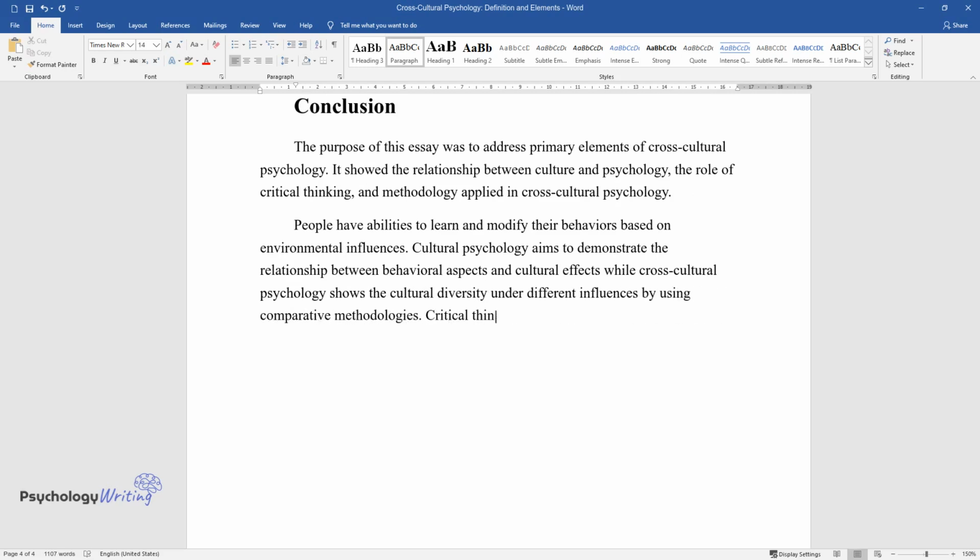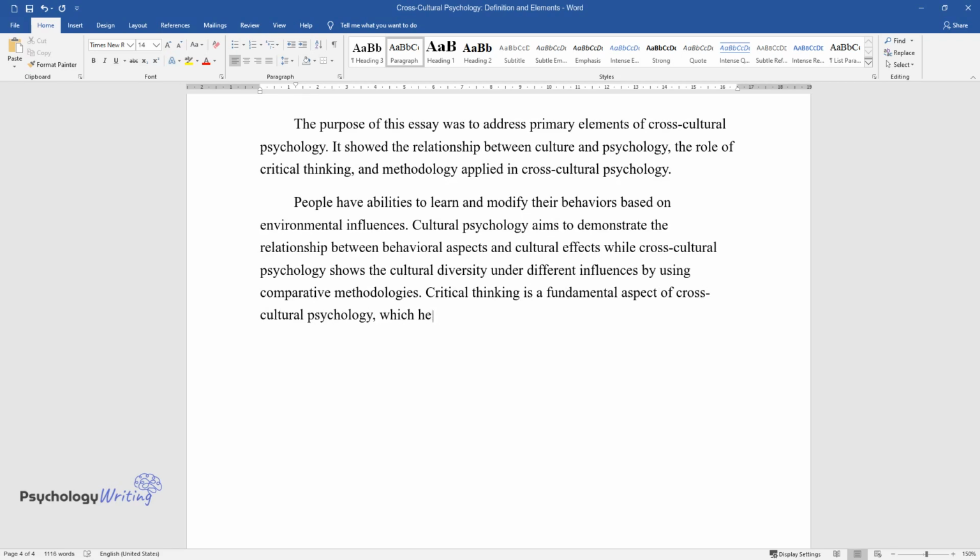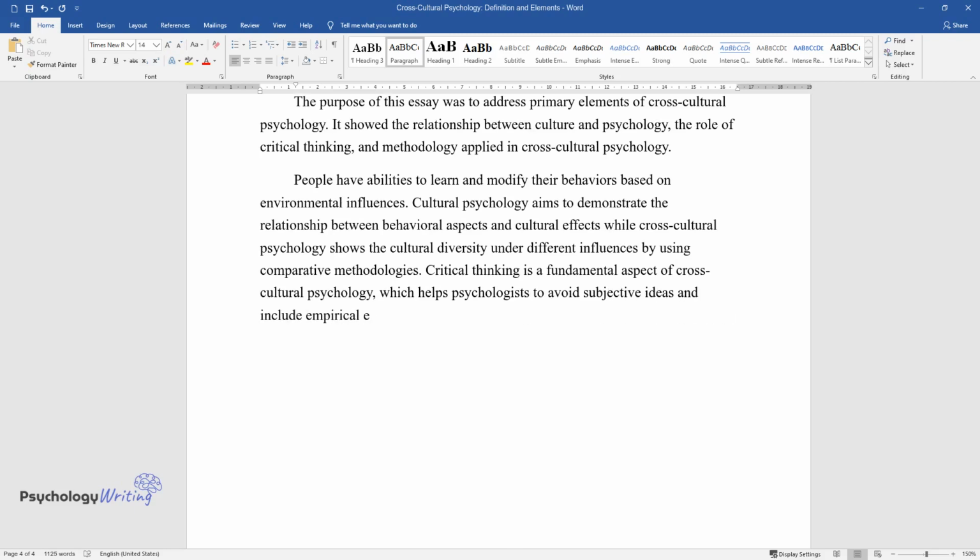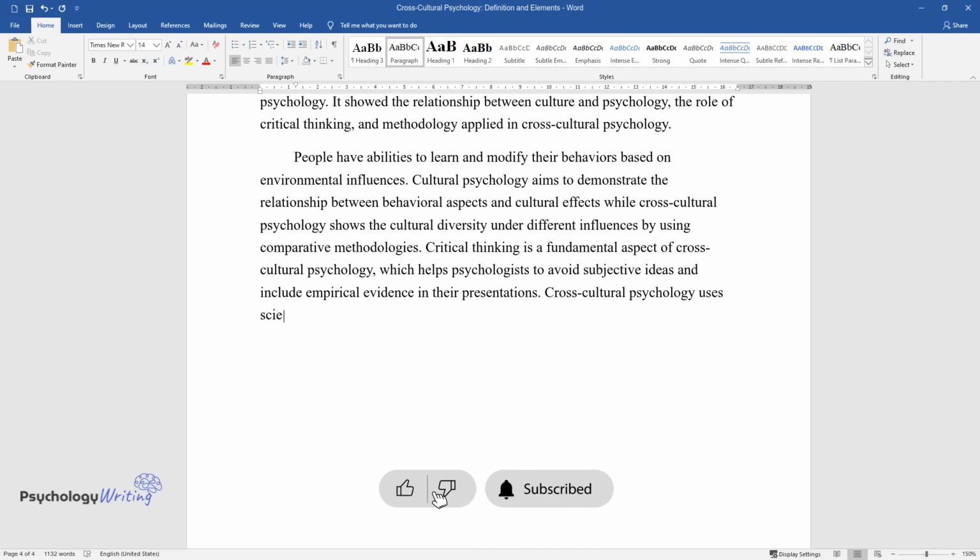Critical thinking is a fundamental aspect of cross-cultural psychology, which helps psychologists to avoid subjective ideas and include empirical evidence in their presentations. Cross-cultural psychology uses scientific methodologies for data collection, analysis, and presentation of findings.